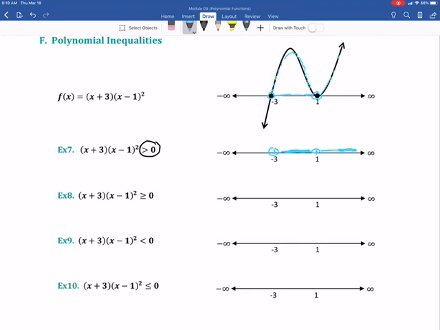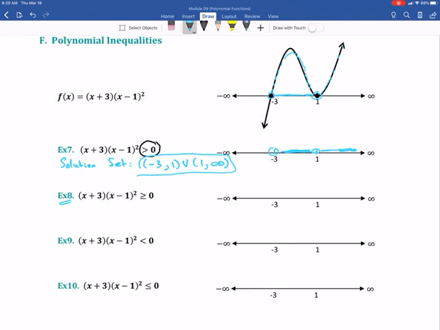So let's put our solution set of all of these in interval notation. So all x values greater than -3, less than 1, or 1 to infinity. So there's all the x values where our polynomial function is greater than 0, for this cubic degree 3 polynomial. And let's look at the next example, example 8.